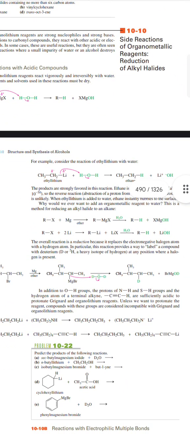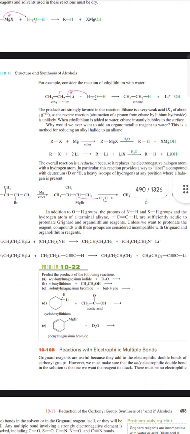In addition to the OH group, the protons of NH and SH groups and the hydrogen atom of a terminal alkyne are sufficiently acidic to protonate Grignard reagents and organolithium reagents. Unless we want to protonate the reagent, compounds with these groups are considered incompatible with Grignard and organolithium reagents.